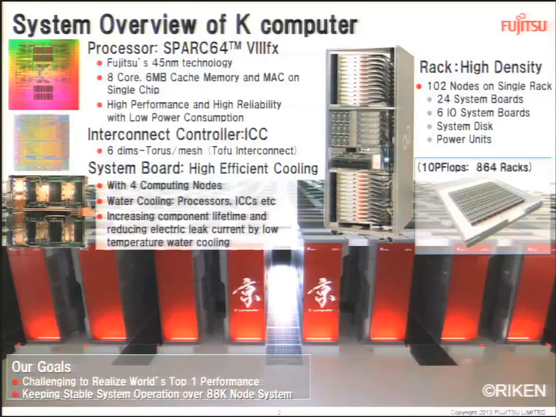So here's a slide you may have seen last year. Here's a system overview of the K computer. The K computer is known for two components. The first is the SPARC-based processor, the SPARC64 VIIIfx. This is an 8-core processor providing 128 gigaflops at 58 watts. The second component is the interconnect controller, ICC. This is a six-dimensional torus mesh topology in the Tofu interconnect. It provides 140 gigabytes per second on a single node.